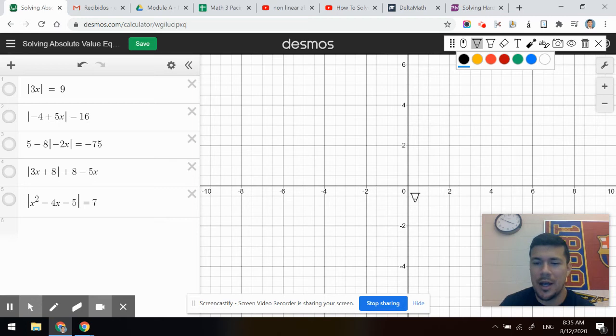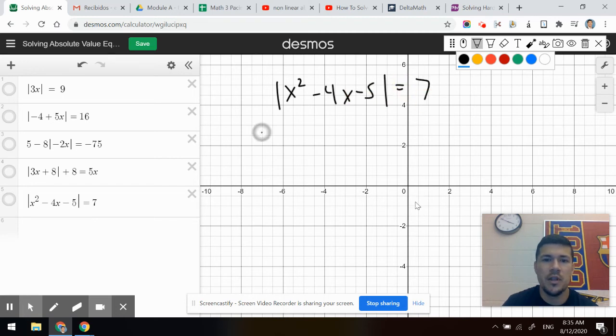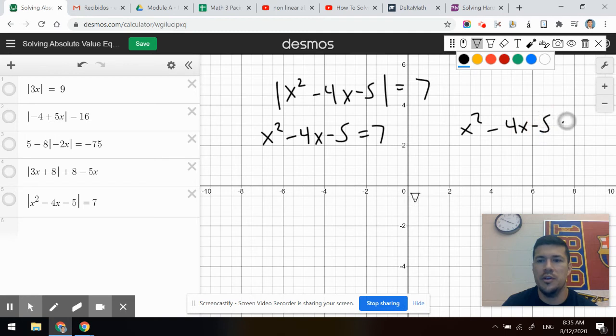Now, what if we get to a quadratic? I probably won't get to the end of this problem before our 5 minutes are up, so let's just set it up. The absolute value of x squared minus 4x minus 5 equals 7. That means we've got the absolute value, so the expression could be equal to 7, or the expression could be equal to negative 7. In both of these cases, it's a quadratic equation, so I'm going to set it equal to 0. x squared minus 4x, negative 5 minus 7 equals negative 12.